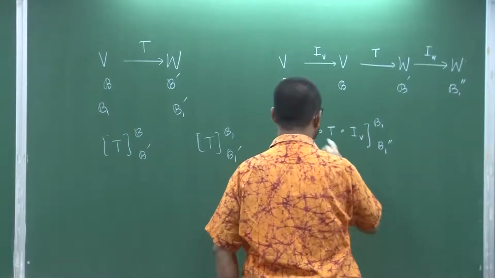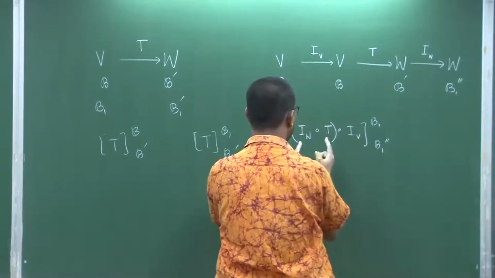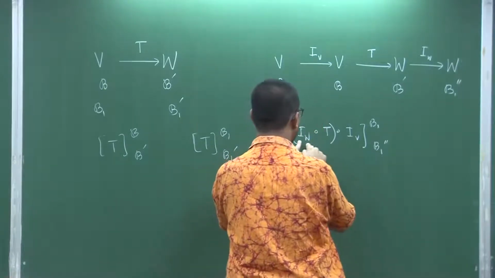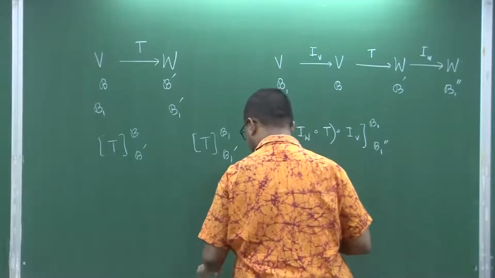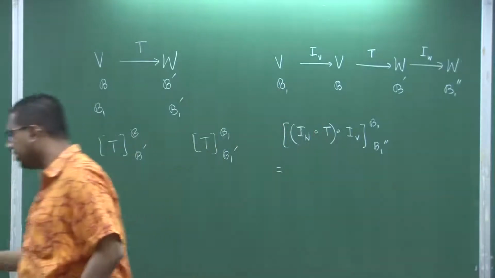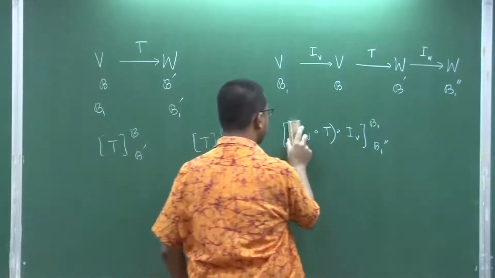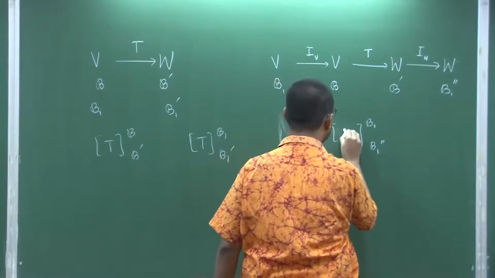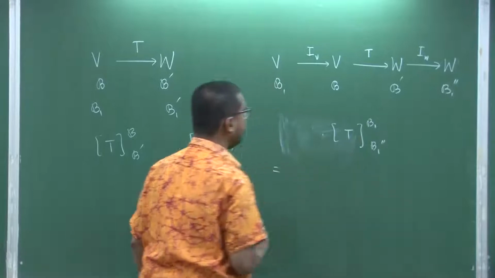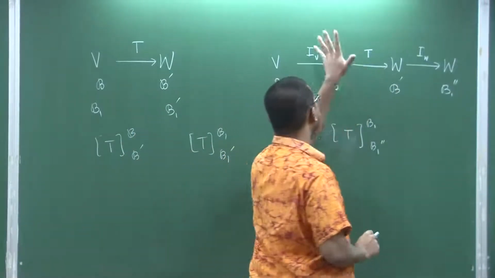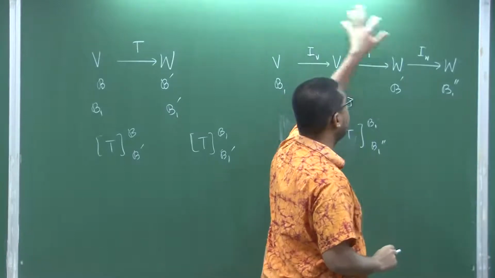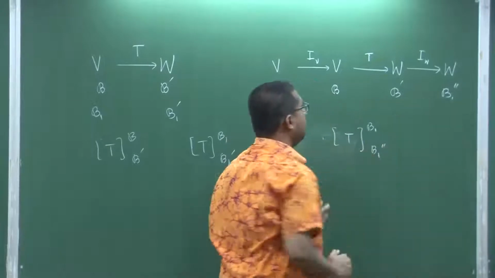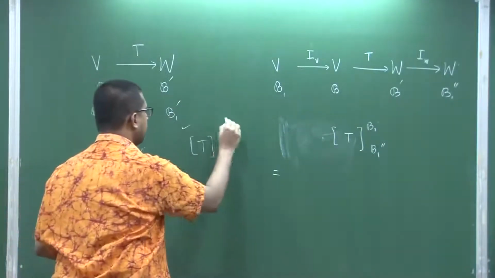What is that? If you first take the composition of these two, so what is this composition? I_W T I_V. From the definition of compositions, identity maps do not change anything at all. So, this is T, and this object is nothing but the matrix of T with respect to B1 and B1 prime. I repeat, if I consider the identity transformation here, and look at the matrix representation of this composition with respect to these ordered bases, then I get this one.